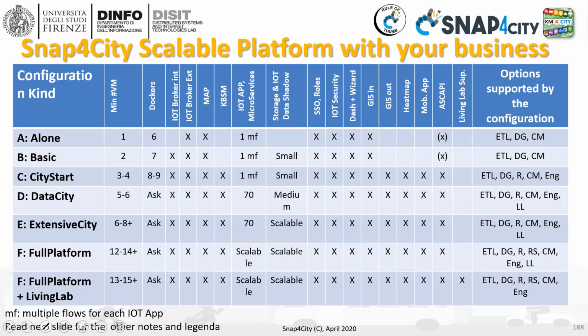This is an example, a table that describes the main configuration that are listed and identified from A, B, C, D, E, F, and F+. So A means alone, B basic, C city start, D DataCity, E extensive city, F full platform. So in this table you can see how many virtual machines you need or how many Docker you need.